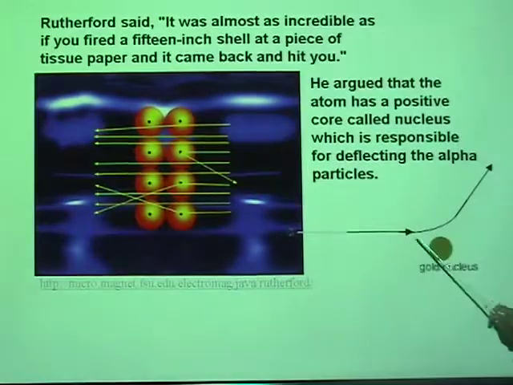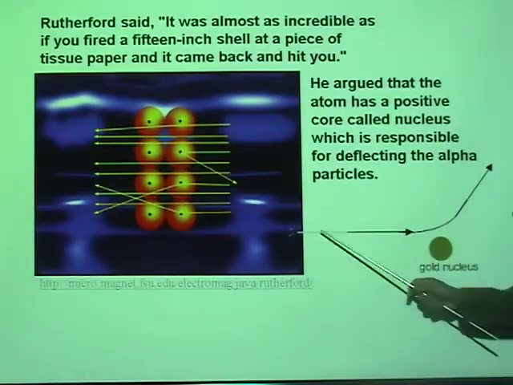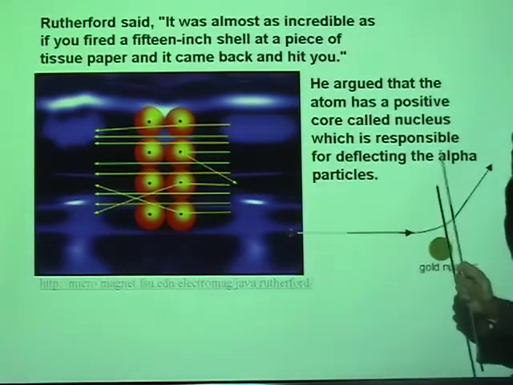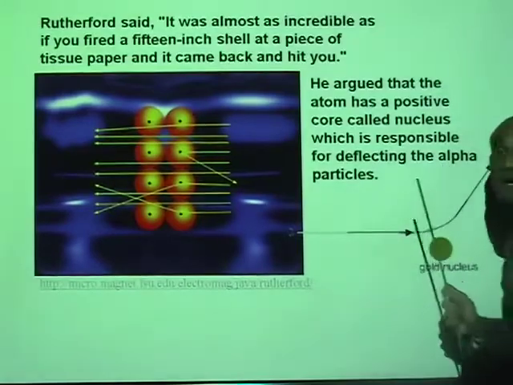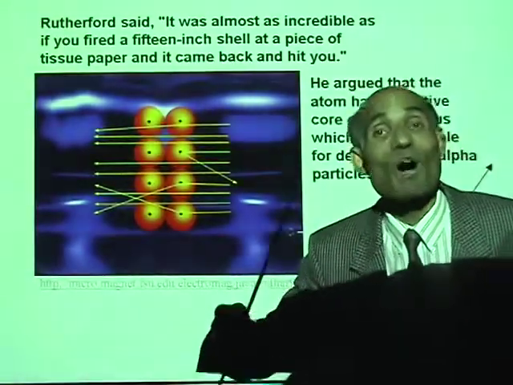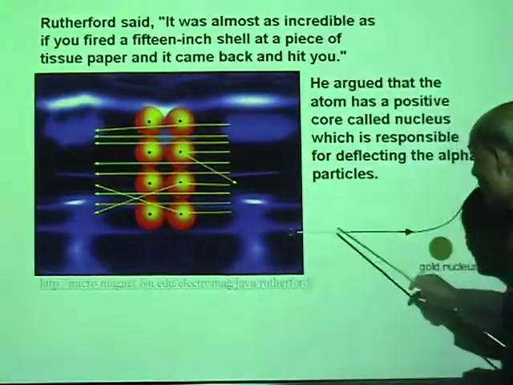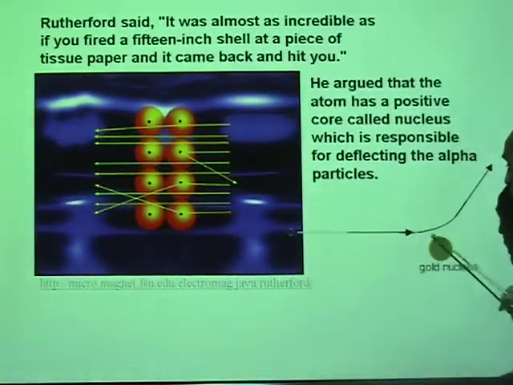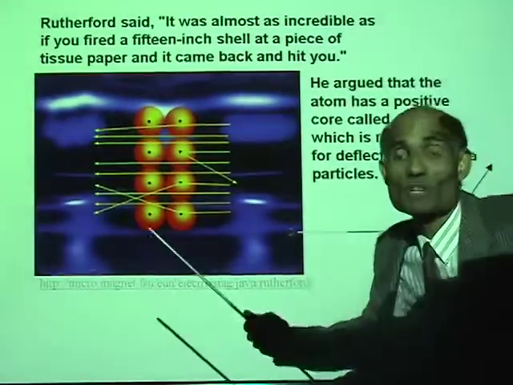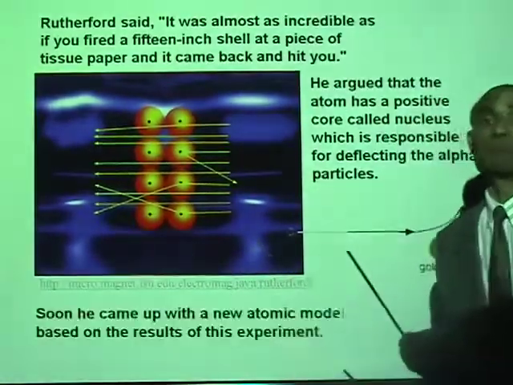Now, this is what happened. If this is the nucleus, alpha particles coming towards the nucleus suffer a considerable deviation. Now, apparently, alpha particles also carry a positive charge. So, when the alpha particles come towards the positive nucleus, the electrical repulsion just throws them away.